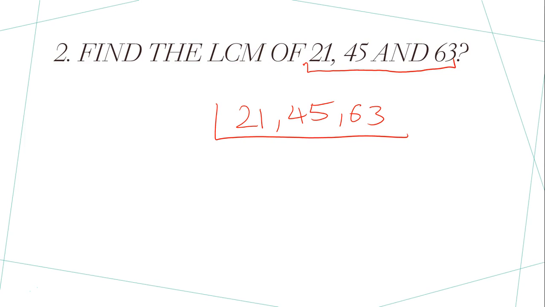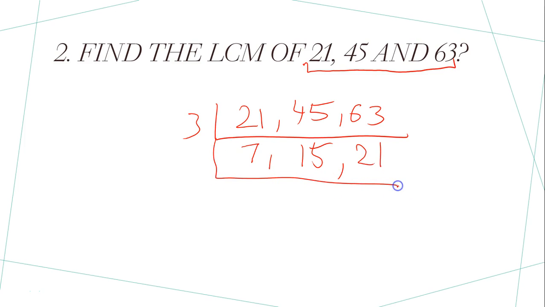So you have 3 numbers here. Now we have to divide them by something that works in all. So we can see 3 works, right? Because 21 divided by 3 is 7. 45 divided by 3 is what? 15, right? I'll just erase this and make it neater. 45 divided by 3 is 15. And I know 63 divided by 3 is equal to 21. So now we have 3.